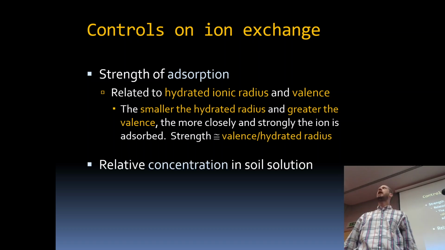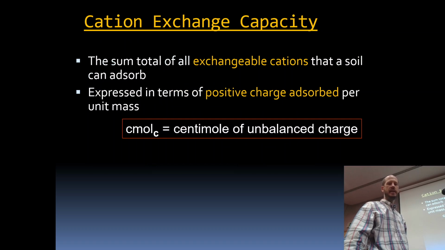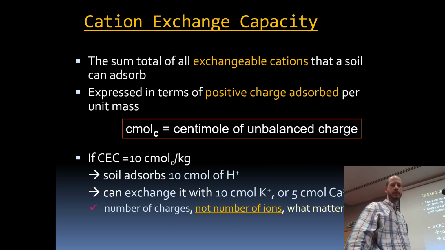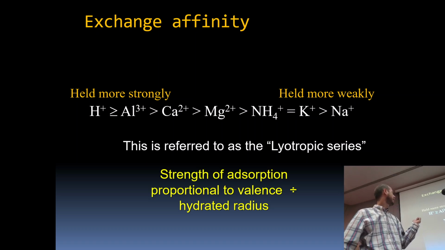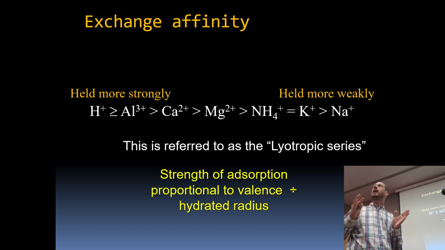So you can order these ions by charge density. The ones that have more charge density have higher affinity, and the ones that have lower charge density have less affinity. If you order them this way, you get what is called the lyotropic series. The lyotropic series means these ions are organized by how attracted they are to the soil, to the surface of the clay. Hydrogen is the one with the highest strength of adsorption. Sodium and potassium are the ones with the lowest strength of adsorption.